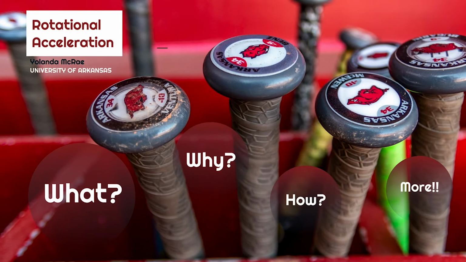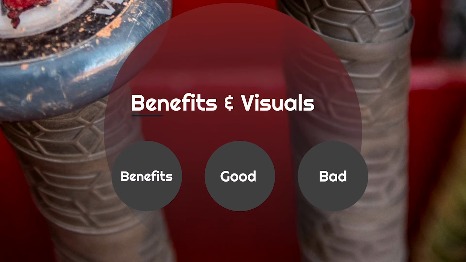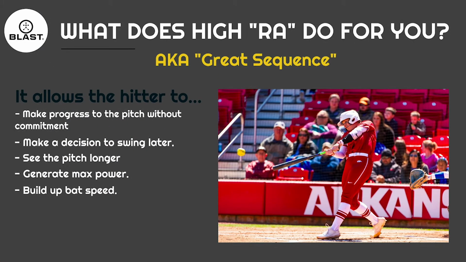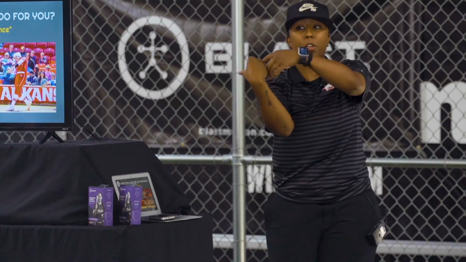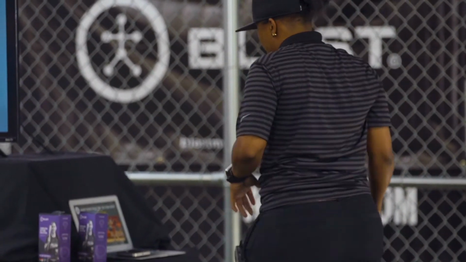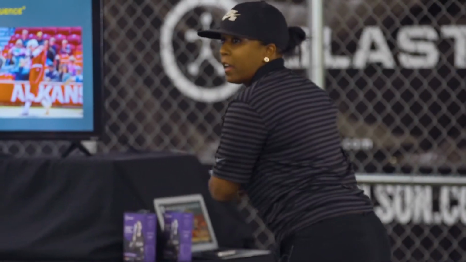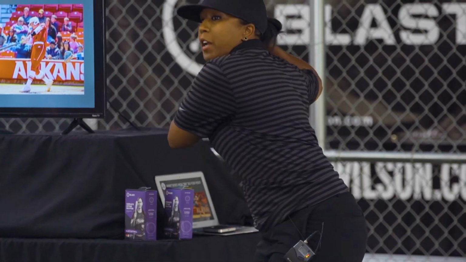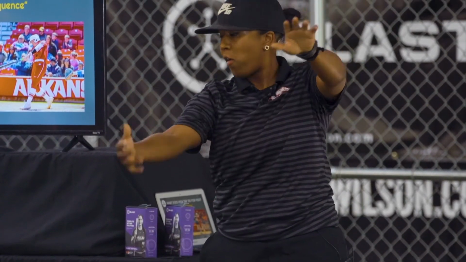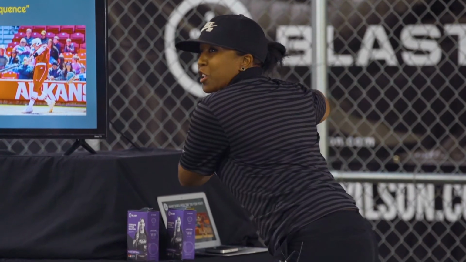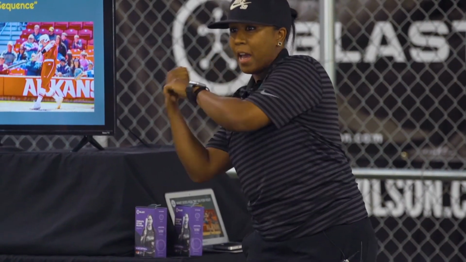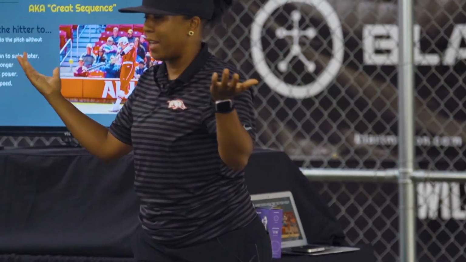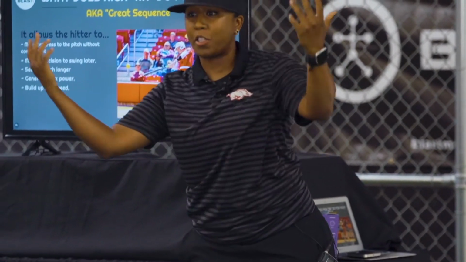All right, some of the benefits, okay? So again, rotational acceleration is the sequence, okay? The way that we talk about sequence is that it comes from the ground up, okay? Everything starts from the bottom, it goes all the way up through our body, and our arms are the last thing that go, okay? Us having great sequence in our swing, again, everything coming from the ground up: pressure in our big toe, knee turning, hip turning, torso turns, shoulder turns, and our arms go, okay? That allows for us to make progress towards the pitch without commitment, okay? As soon as our arms get away from our body, we're committed, and there's nothing that you can do about it. Your arms go, it's over, okay?